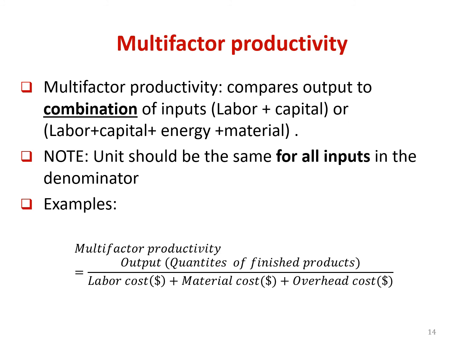You must remember this time you have multiple inputs that you want to evaluate, and you must make sure that all inputs have the same units in the denominator. For example, here you have the equation: multi-factor productivity equals quantities of finished product over labor cost plus material cost plus overhead cost. So all the units of input are cost.